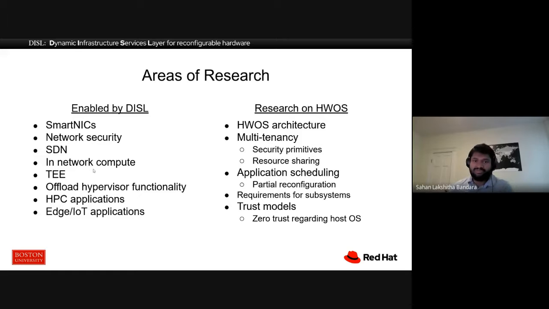Then there are also research questions related to hardware operating systems themselves. What is the architecture of a hardware operating system? How do we support multi-tenancy on FPGAs? What security primitives are necessary for a hardware operating system? How can we leverage partial reconfiguration for application scheduling? And how do we overcome some of the limitations of the current use model for partial reconfiguration? And also, what are the trust models we can implement? For example, can the FPGA have a zero trust model regarding the host operating system?